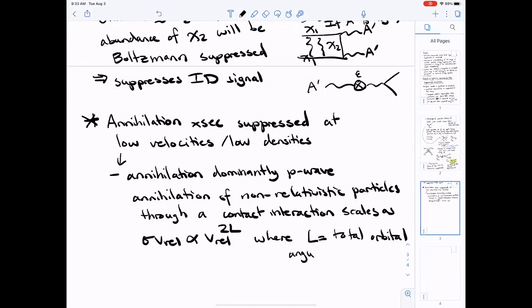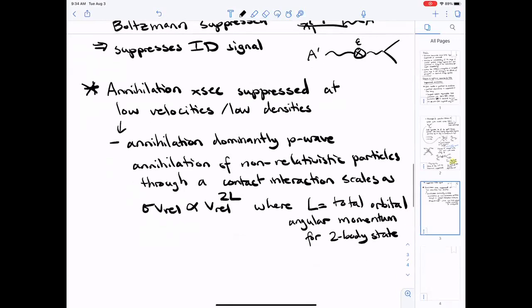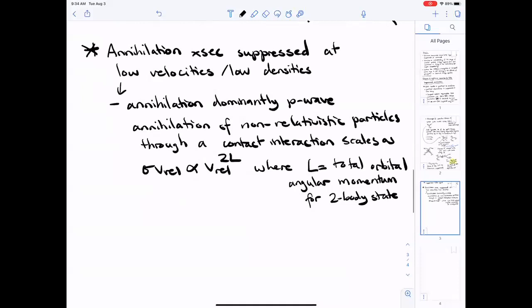So this is the orbital angular momentum quantum number for the two-body state. You can think of this heuristically as if the particles have more angular momentum relative to each other, that's like they have a larger impact parameter, and that means that they go past each other at a large distance. And you can just do a classical scattering or classical annihilation calculation and show that you get this v_rel to the 2L scaling out of that, which I'm not going to go through in detail.